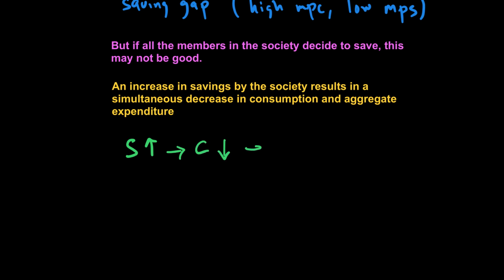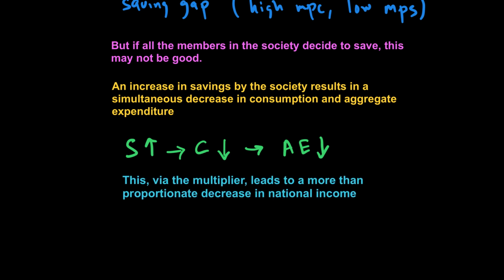And if consumption goes down, AE is equal to C plus I plus G plus X minus M, so AE falls. And when AE falls, via the multiplier this leads to a more than proportionate decrease in national income. So when AE goes down, via the multiplier, your GDP also falls. So that is not good for an economy, because things don't stop here.